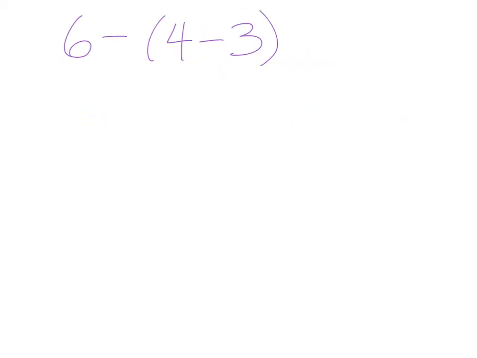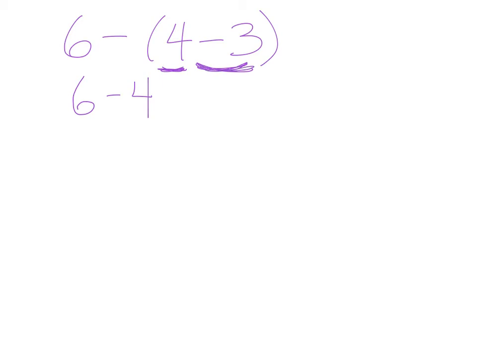We'll relate that to the algebra tile, and we consider that we have 6 units, and in the opposite region we have 4 positive units and 3 negative units. Those 4 in the opposite region are going to be taken away. As opposites, it's really a negative 4.